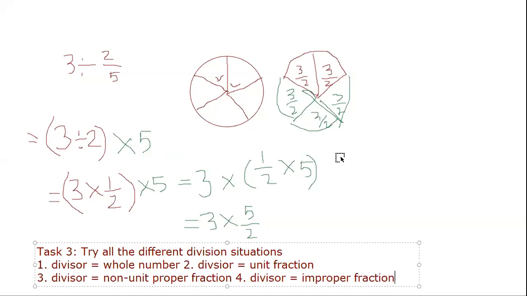Now, once you do that, if you have any question or need any clarification, that can be done. Please do it in this order. It's very important that it is done in this order and you do not skip any steps. So first whole numbers, then unit fraction, then non-unit proper fraction, and then improper fraction. So that would be task 3.